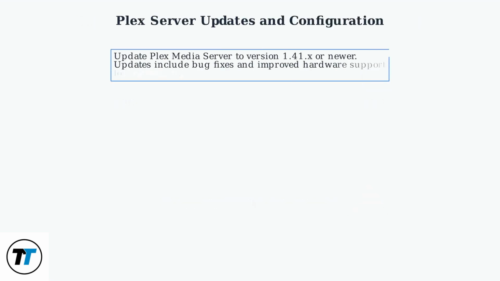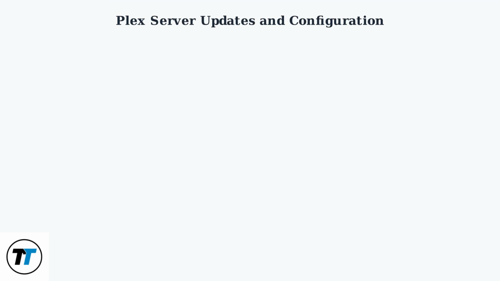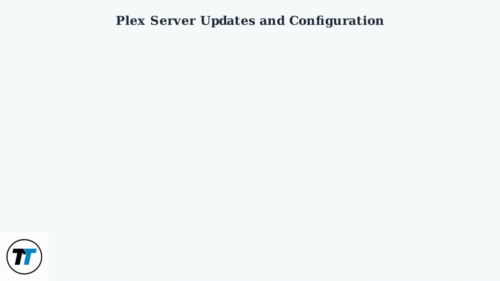Ensure your Plex media server is updated to the latest version, such as 1.41.x or newer. These updates include important bug fixes and improved support for hardware acceleration, which helps prevent transcoding errors. In your Plex settings, verify the transcoding configuration. Make sure "Use hardware acceleration when available" is enabled. This allows your GPU or specialized hardware to handle video conversion, preventing CPU overload that causes session creation failures.